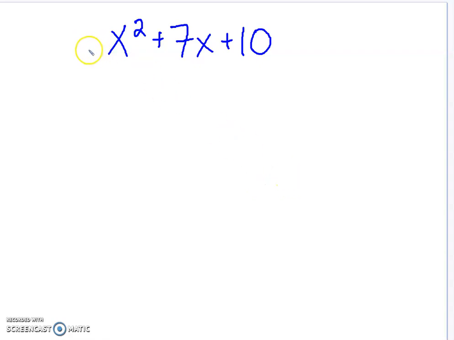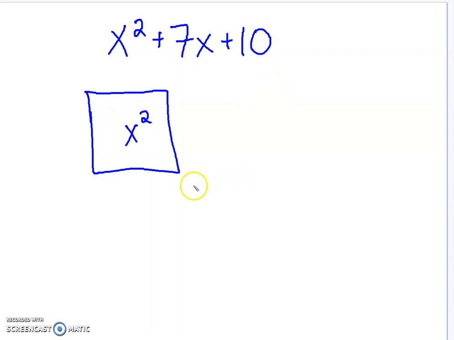So we're looking at trinomials without an a value, so without a value in front of the x squared. To start off, we're going to do it with algebra tiles. We have one x squared tile, which we place in the top left-hand corner. Then we have 10 one tiles. Remember, we place all those ones in the bottom right-hand corner. And then we're going to fill in the spots that are left with 7 long x tiles.